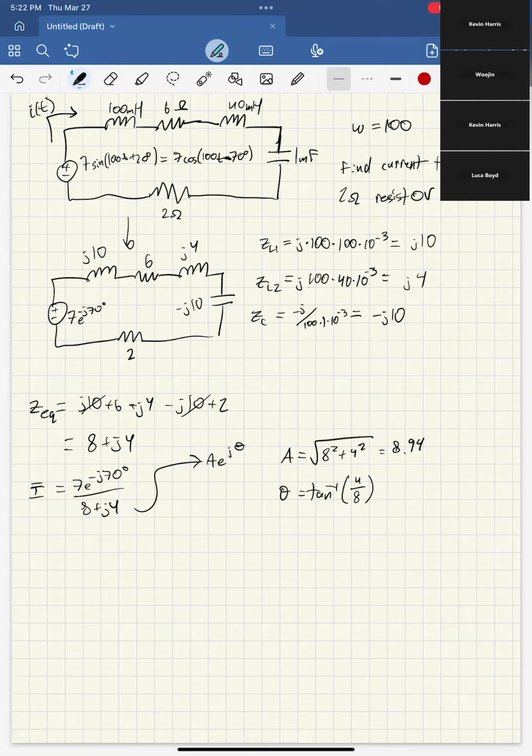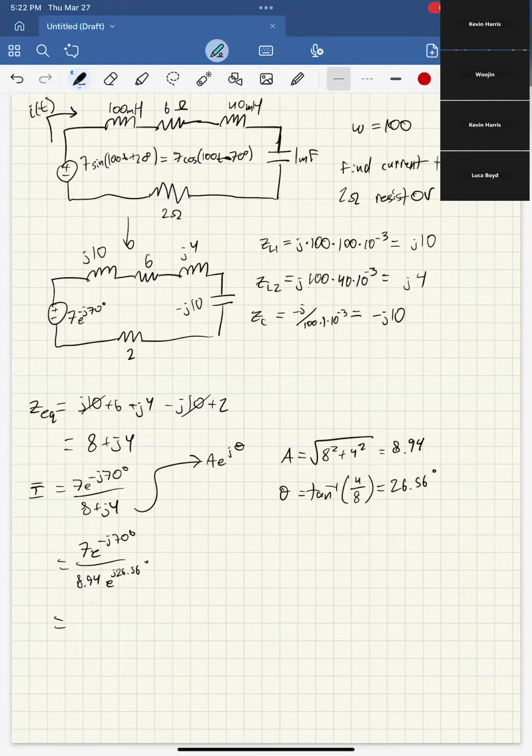So that's the inverse tan of 4 over 8. Yeah, I'm doing this right. And that's going to be 26.56 degrees. But okay, we have that. Then we can rewrite this as 7e to the negative j70 degrees over 8.94 e to the j26.56 degrees.